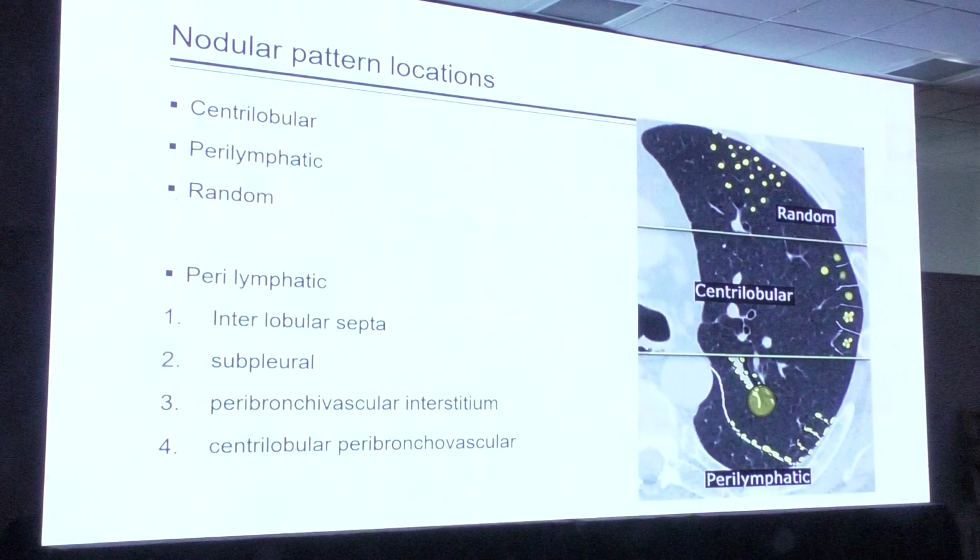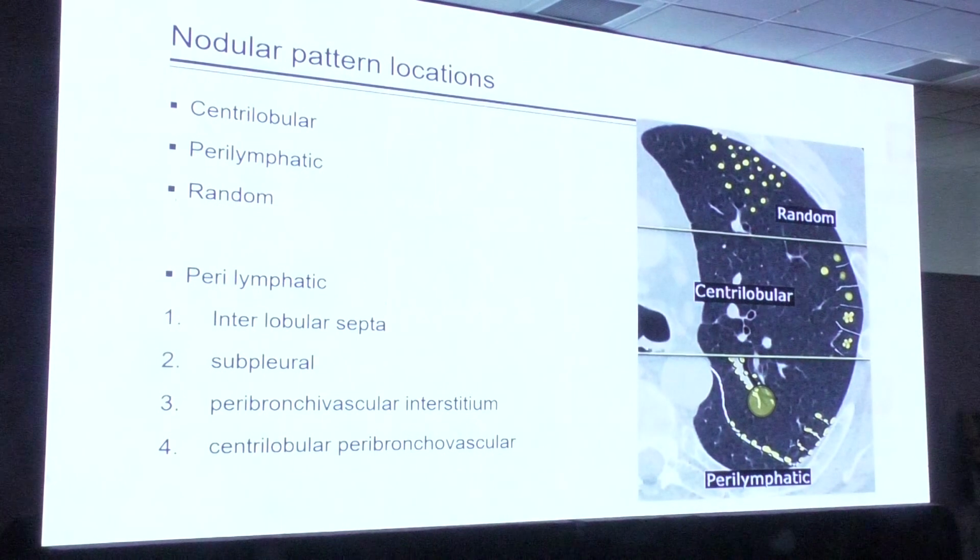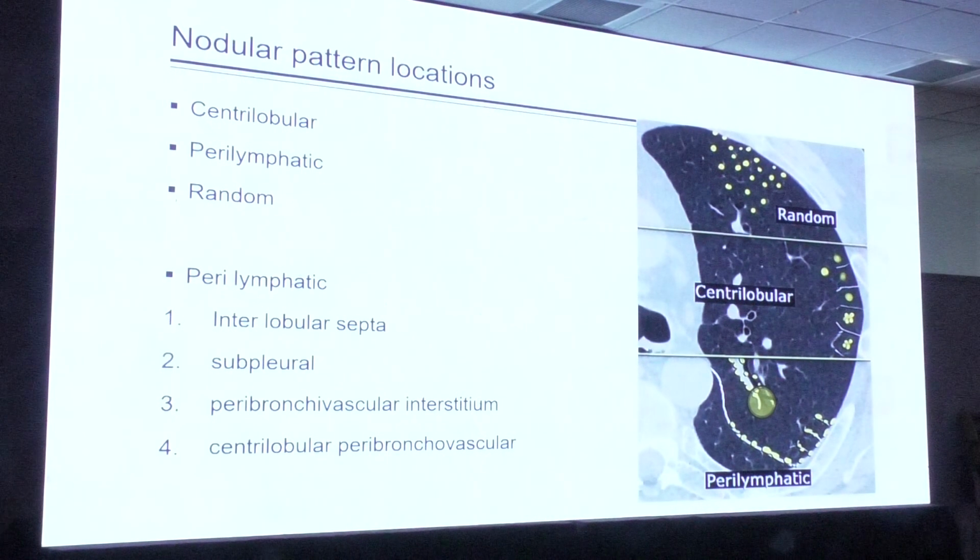So coming to the nodular pattern locations, the nodular pattern can be centrilobular, it can be perilymphatic, or it can be random. So we saw which area is called centrilobular, which area is called perilymphatic, and we are going to see the random pattern. If it is perilymphatic, then you have to further classify them, whether it is in the interlobular septa, or it is subpleural, or it is peribronchovascular interstitium, or it is centrilobular peribronchovascular interstitium, which is a hybrid. The last one is a hybrid.